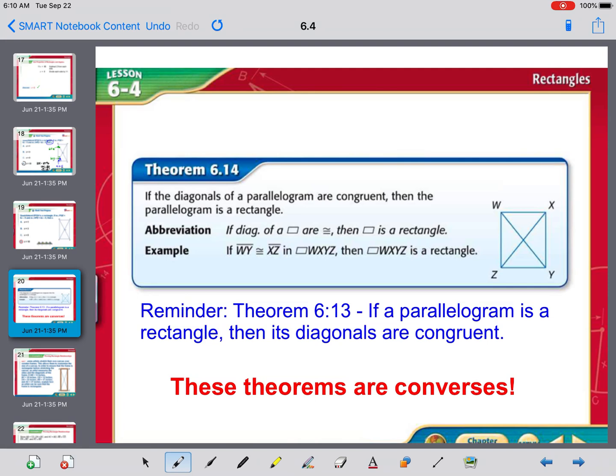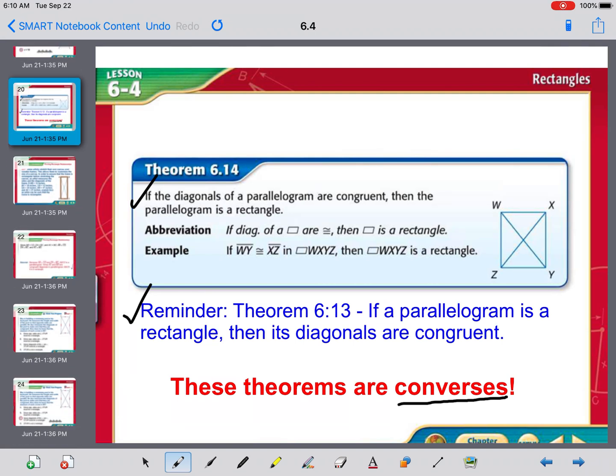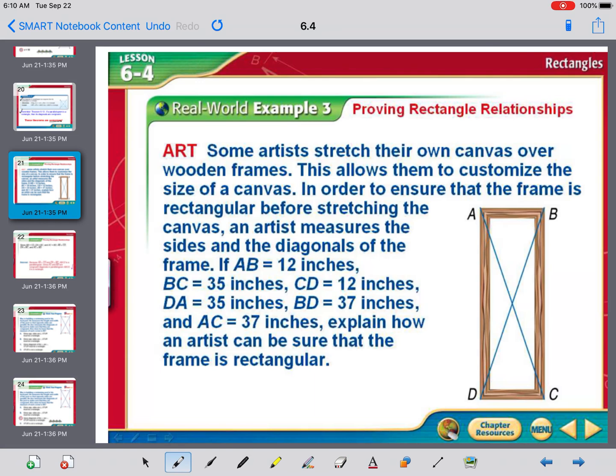So earlier we saw that if you have a rectangle, the diagonals are congruent. Now we have the converse of that, which says if the diagonals are congruent, then the parallelogram is a rectangle. So we can take it and look at it either way. You can swap the if and the then, the hypothesis and conclusion.